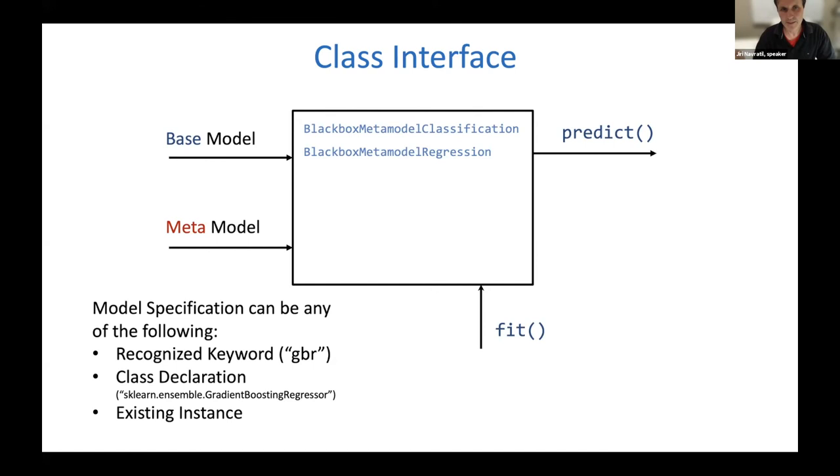One way is naming it, and I will show you an example of that. Another way is providing a class specification, or class declaration rather. And the third way is to provide an actual pointer to an existing instance. Once one of these classes is instantiated, there are two main public methods, fit and predict, with the obvious meanings. And this is, by the way, consistent with other modules in UQ360.